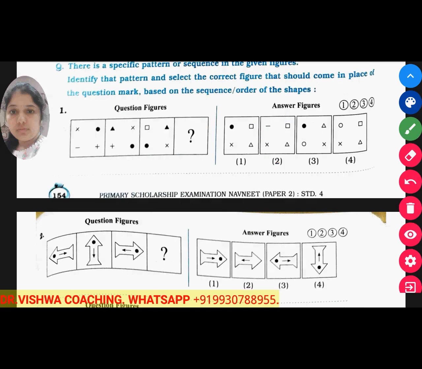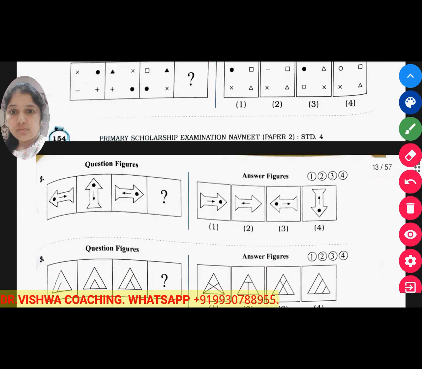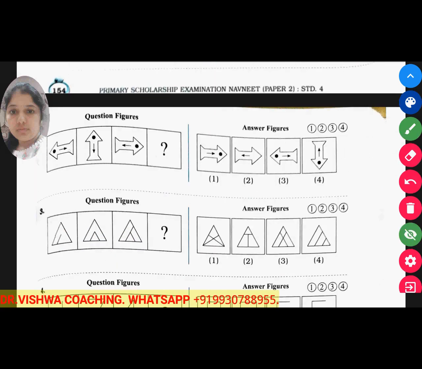Okay. Next, now see, the arrow is facing towards the left, then it goes up, meaning it is moving clockwise, then it goes to the right. So now again it will face down. So option number 4 is the correct option here.